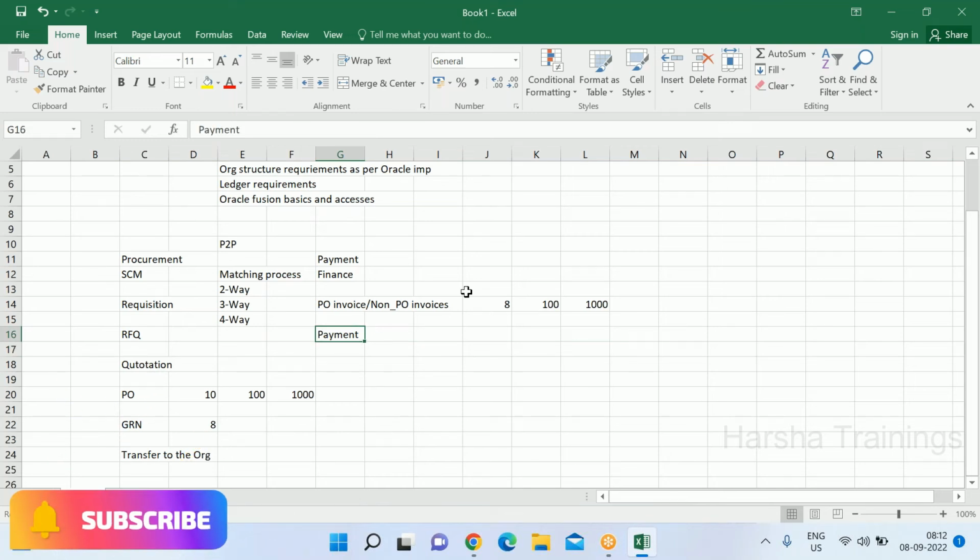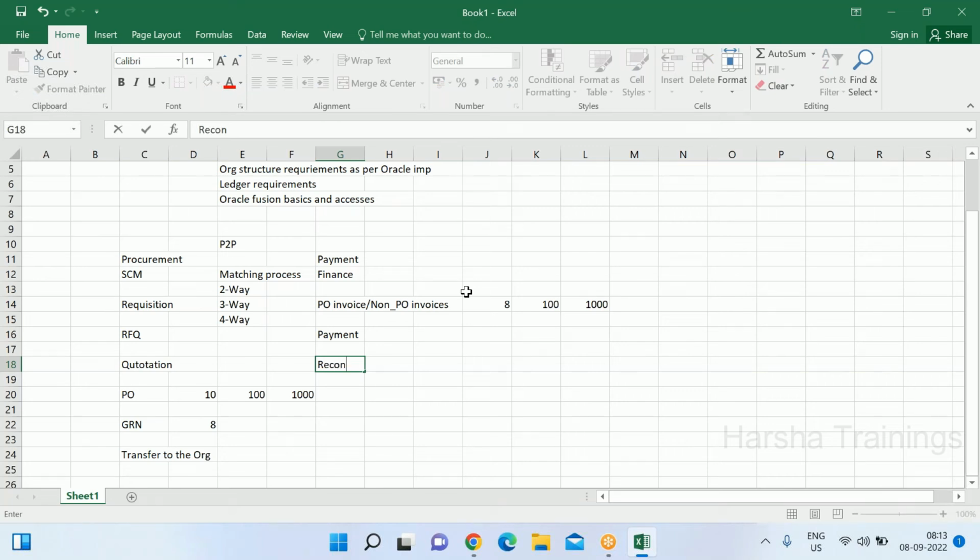Once payments are processed, what next? Those payments need to be reconciled. Reconciliation is required, so in cash reconciliation, against the bank statement. You have a question, Naresh? No, no. We have to do the reconciliations in cash reconciliation. We call it cash management.